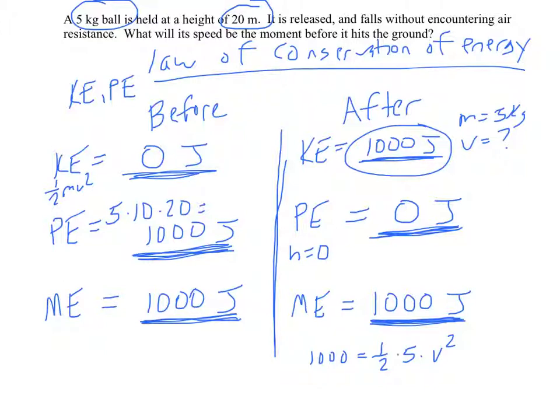And when I solve for v here, I get that it is 20 meters per second. So that's how fast the ball is going when it hits the ground. Now I can double check that. Does this velocity actually give me a kinetic energy of 1,000 joules? And if I go through and plug in all the numbers, I would find that it does. So that is the answer to this type of problem, and it's all done with this chart.